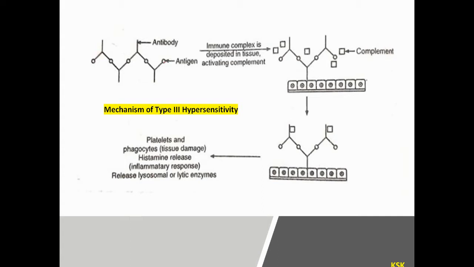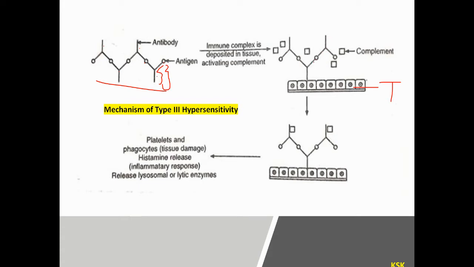You can see this is the antigen. The antigens are attaching with the antibodies. This is the antibody. When there is a formation of this antigen antibody complex, this immune complex gets deposited onto the tissues. These are the tissues. On the tissues, on the small blood vessels, they get deposited.